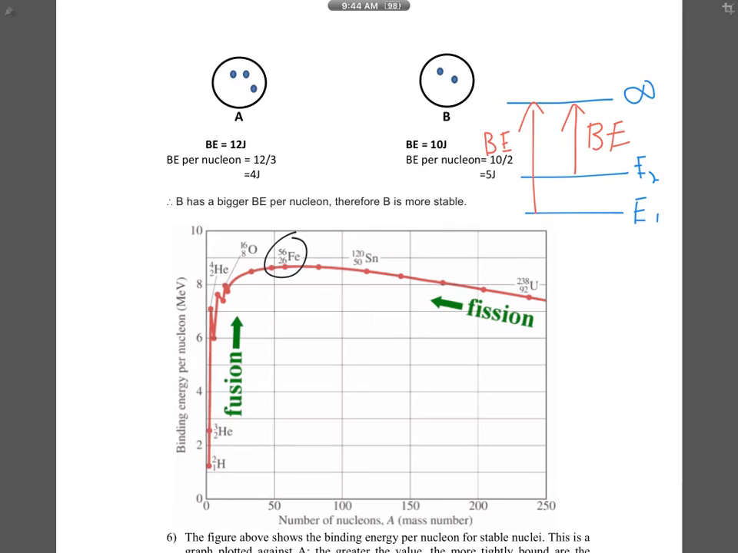All other elements, for example, uranium. Uranium is on the right hand side here. If it wants to be more stable, it wants to have higher binding energy per nucleon, right? So it must move to the left or right to move up the graph. You must move to the left, right? But when you move to the left, can you see the nucleon number decreasing? That means it must become smaller. So therefore, all elements on the right hand side of iron will undergo fission, because fission means splitting into smaller particles.